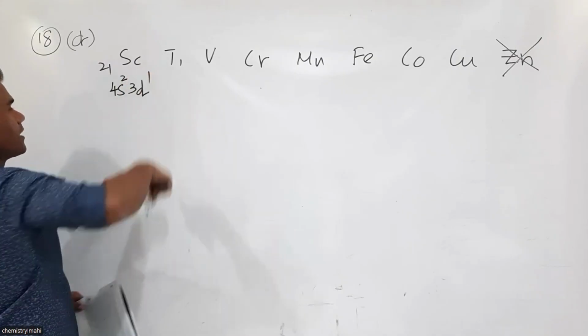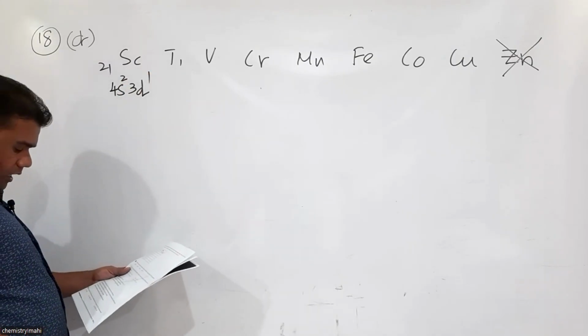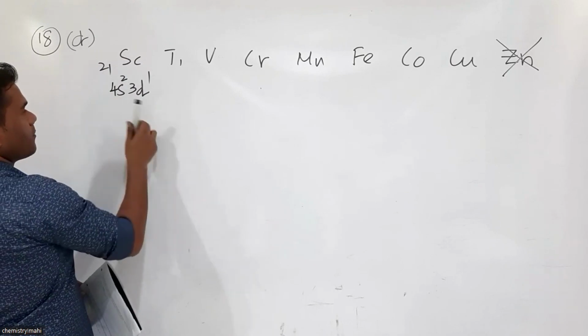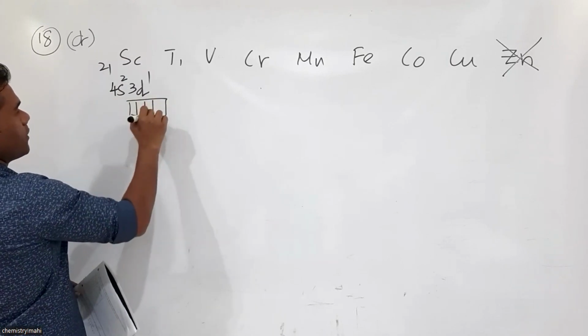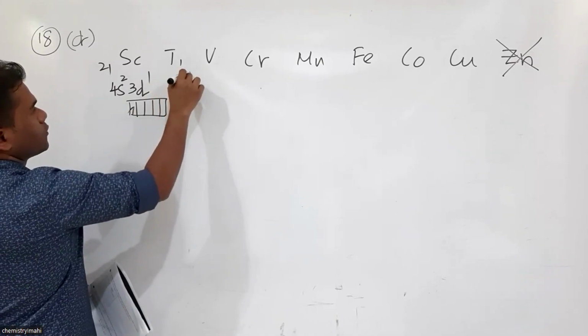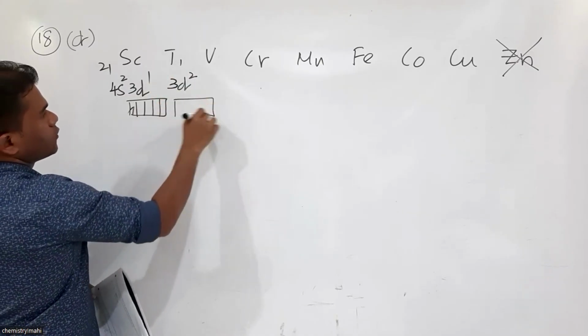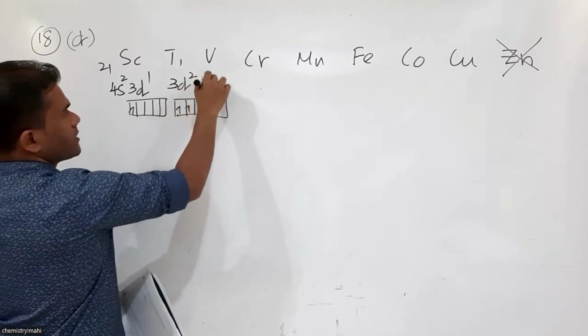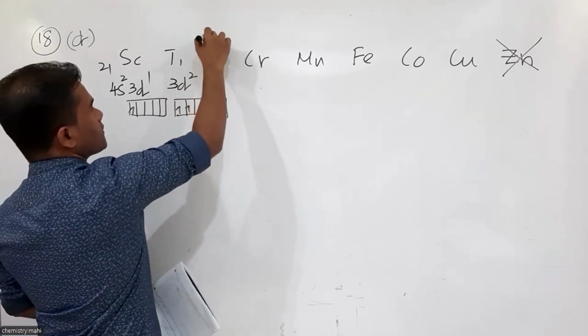They ask about unpaired electrons. I told you in the class, completely filled means no unpaired. Then D1 means just one unpaired electron. Then this is 4s2 3d2. 3d2, how many? When you write it, 1, 2. Likewise, this is 3d3. There are 3 unpaired.